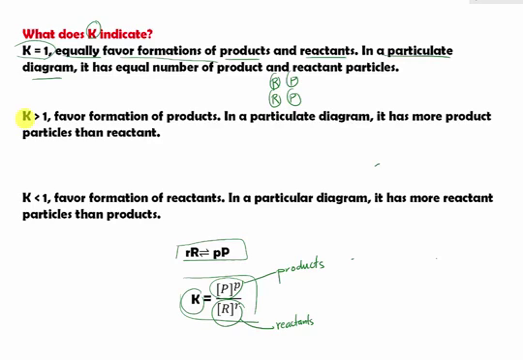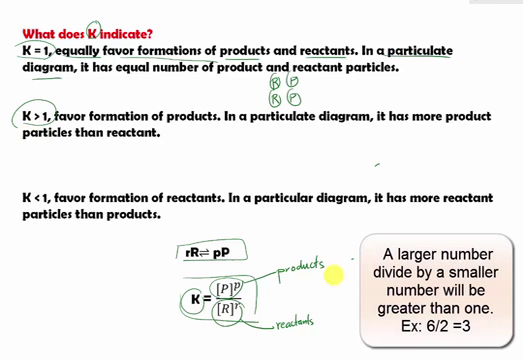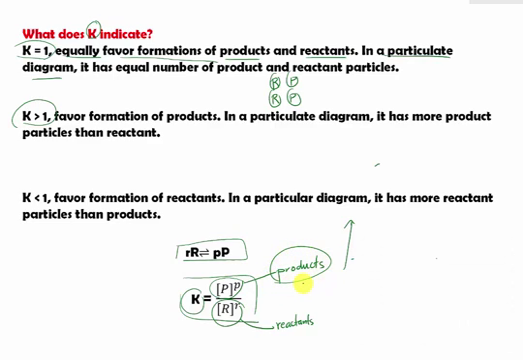Now what happens when K is greater than 1? One way that K is greater than 1 is that the value of the product is increasing while the reactant remains the same. So we would have a lot of product in this reaction, which makes sense. Therefore, we can say that it favors the formation of the product, and in a particulate diagram, it has more product particles than reactant.